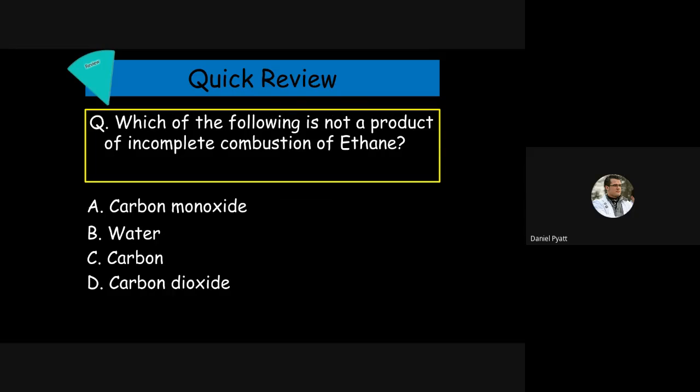And the last question: which of the following is not a product of incomplete combustion of ethane? So remember, for complete combustion, we have 2 products, water and carbon dioxide. In incomplete combustion, we have 3: water, carbon, and carbon monoxide. So the thing that we don't get in incomplete combustion is carbon dioxide. Okay, and that brings us to the end of our little quiz.